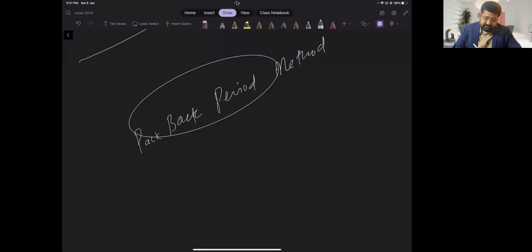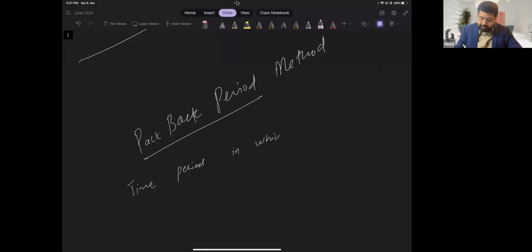So payback period is the time period in which the initial investment of a project is recovered. That is called payback period. Investment is being paid back by the project.